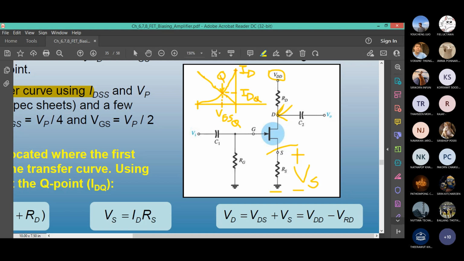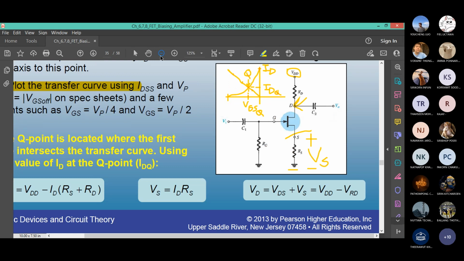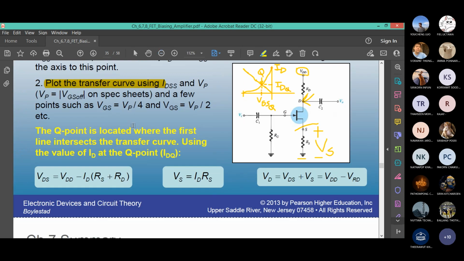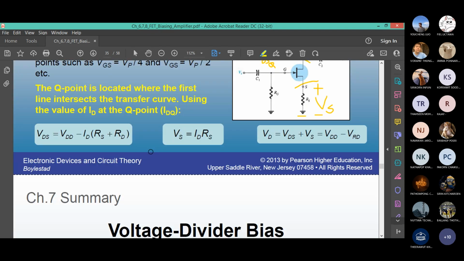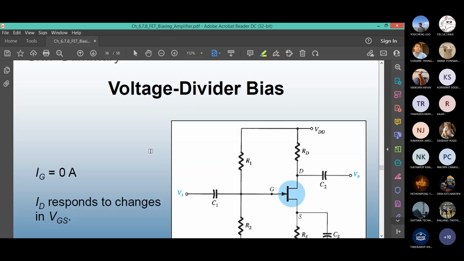Then there's one more bias, and then we'll go to actual examples. I don't want to go to anything else. Maybe we finish a bit earlier today. I don't want to start any AC analysis. Just focus on this one.